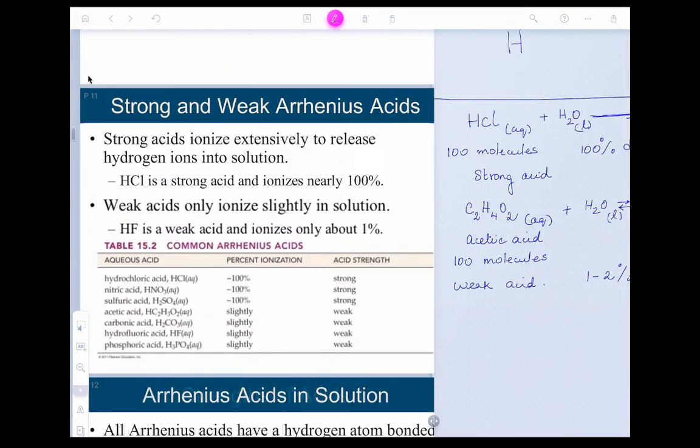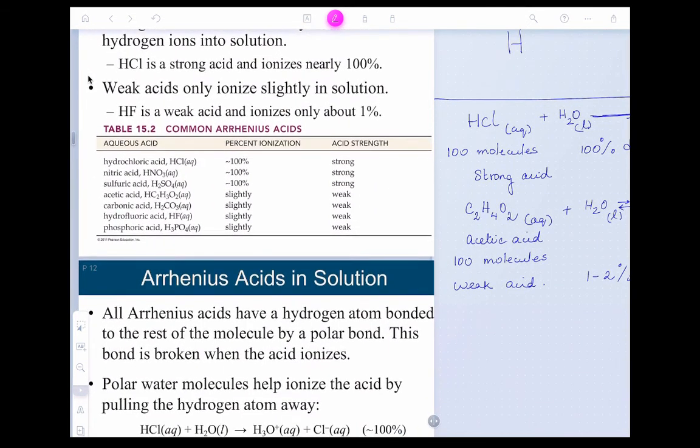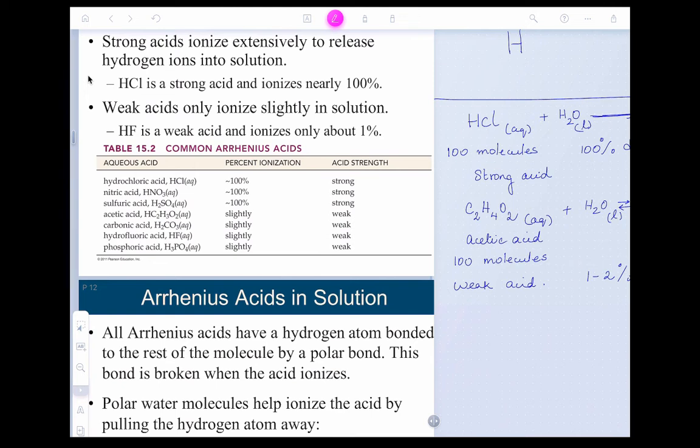Now let's look at some examples here. Examples of strong acids, you don't have to memorize these, but these are your strong acids. Then we have a list of weak acids like vinegar, carbonic acid, hydrofluoric, phosphoric acid, and these are all considered weak acids. So now you know why on your salad you want to sprinkle some vinegar and not hydrochloric acid. Hydrochloric acid will simply destroy your salads.